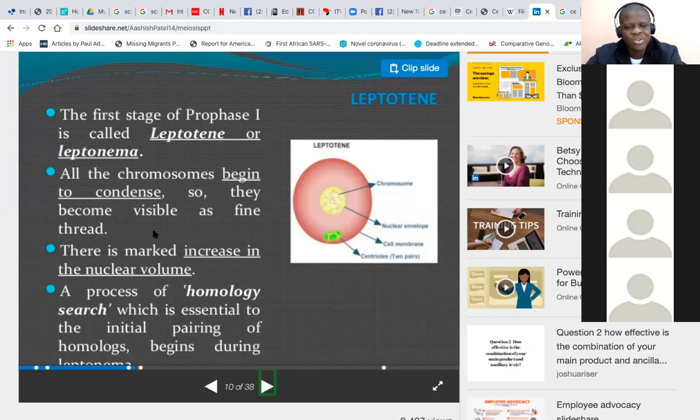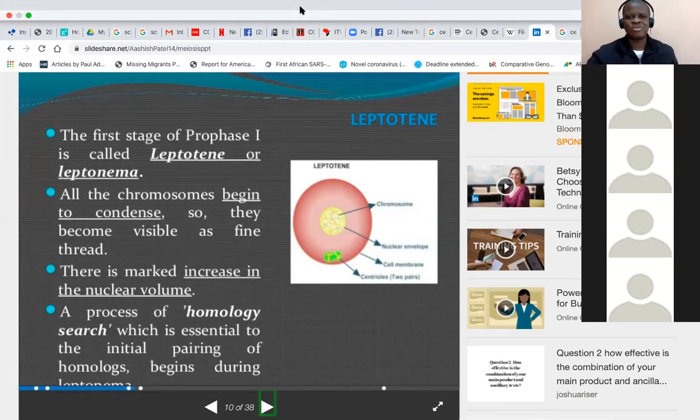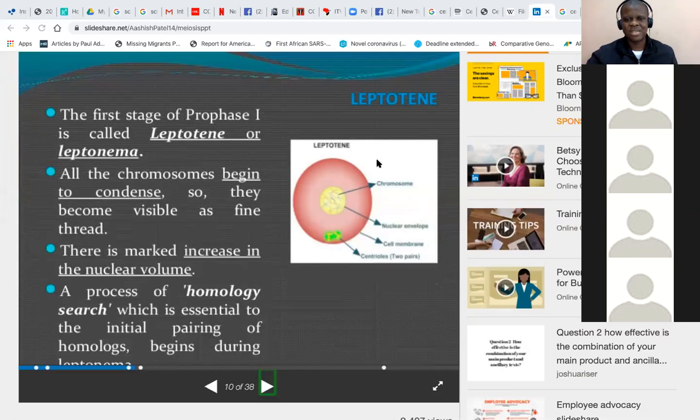Then there is also the need to ensure the proper pairing of homologous chromosomes. Homologous simply means we are getting chromosome 1 from each of the parents, chromosome 2 from each of the parents. So there is the need to ensure that they are properly paired, so that chromosome 1 is paired with the other chromosome 1, and chromosome 2 is paired with the other chromosome 2. To be able to achieve that, we need a process that is called homologous pairing.